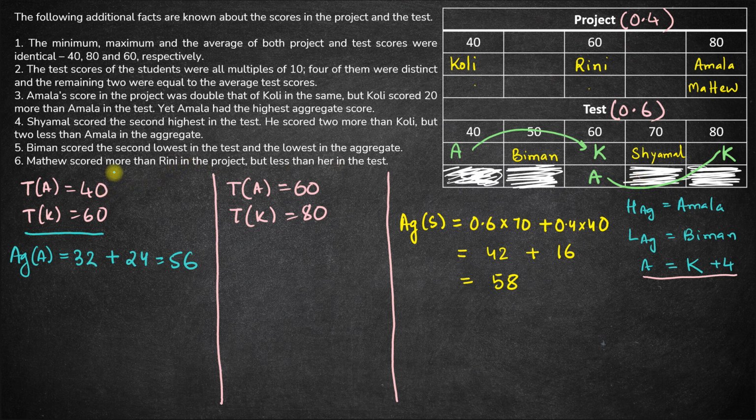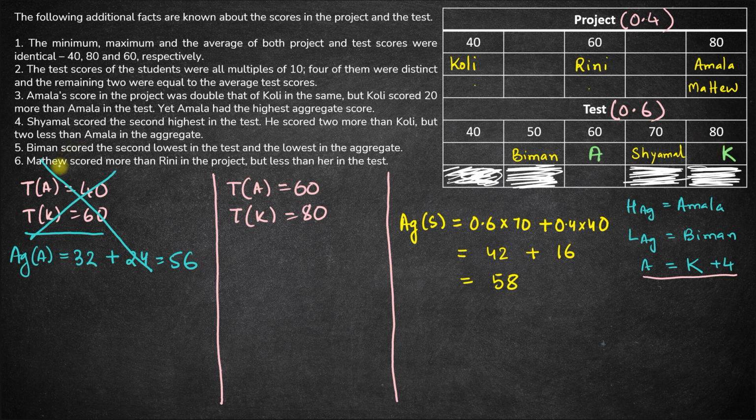This means Amala definitely cannot get 40 marks in the test, right? Because if she gets 40 marks in the test, Shyamal's aggregate score will definitely be more than Amala. So this basically tells us that Amala definitely gets 60 marks in the test. So if Amala gets 60 marks in the test, Koli gets 20 more than Amala, so Koli gets 80 marks.